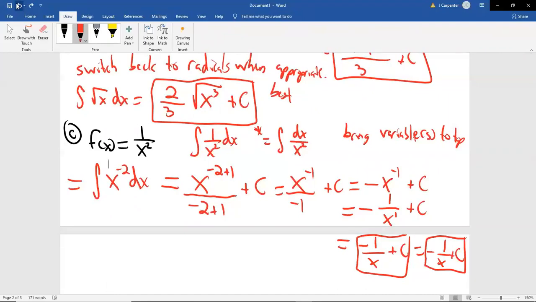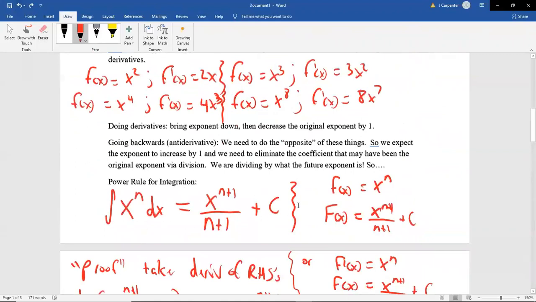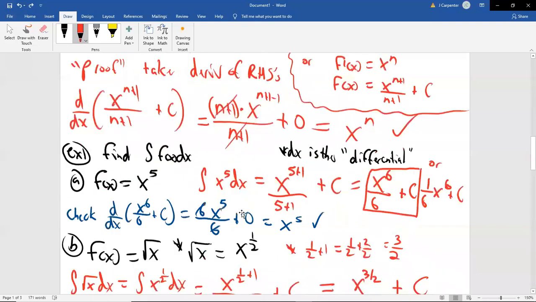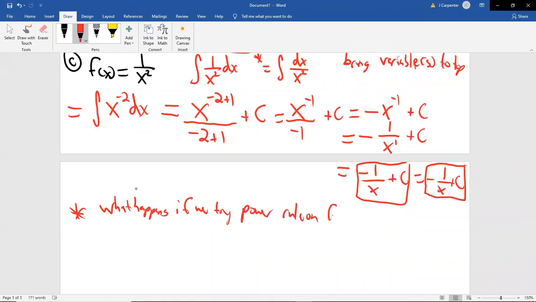Now, I need to point out something. The rule that we wrote earlier for the power rule is incomplete. This power rule right here is incomplete. There is a detail that is missing that I am now going to cover. So let's just do an asterisk here. What happens if we try the power rule on f of x equals 1 over x?